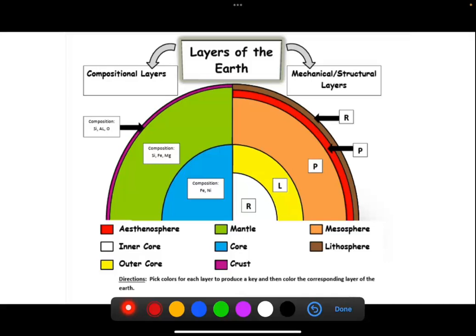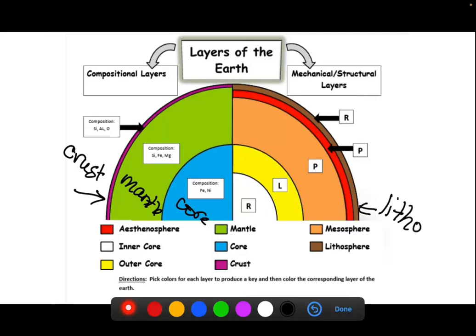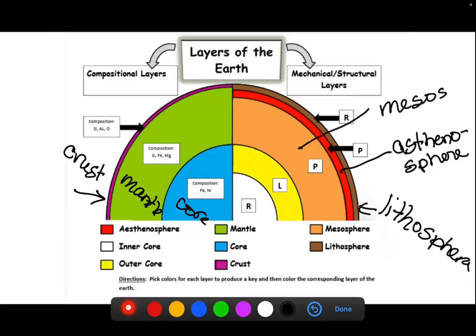Now here we can see the different layers that we have. First, we have the compositional layers. We have the crust, we have the mantle, and we have the core. And then over here, we have the lithosphere, and then the red is the asthenosphere. Then we have the mesosphere. We have the outer core and the inner core.